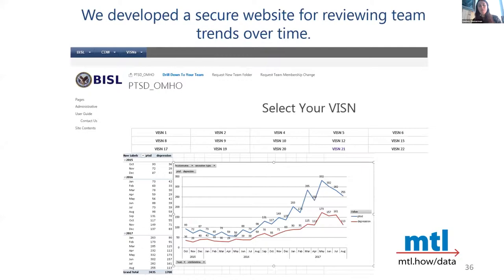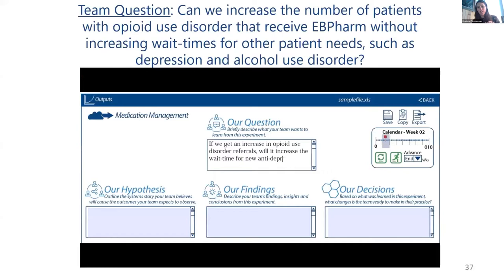I'm not gonna go through all of this, but I'll just give you some snapshots before I wrap up and see what questions we have. So we developed a secure website where teams could start to get a sense of trends over time. That's where we begin in our partner phase. And then we start to ask them what types of questions they would really be bummed if there was all of this Cadillac souped-up technology and they didn't get an answer to.